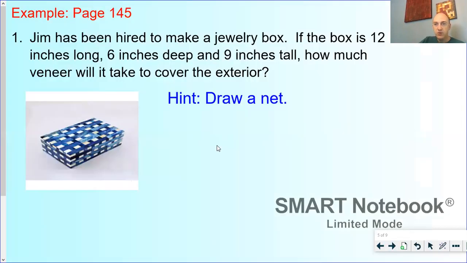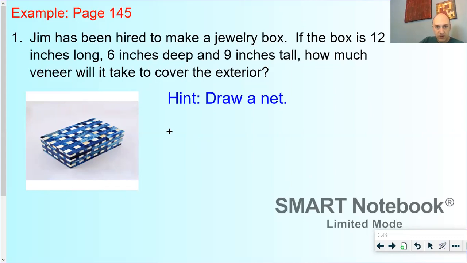All right, so if we get a question like this, Jim has been hired to make a jewelry box. And if the box is 12 inches long, 6 inches deep, and 9 inches tall, how much veneer will it take to cover the exterior? So the hint here is to draw a net. It's a typical surface area problem. The exterior of the box is all of the surfaces on the outside, and veneer is just something that you use to cover the outside.